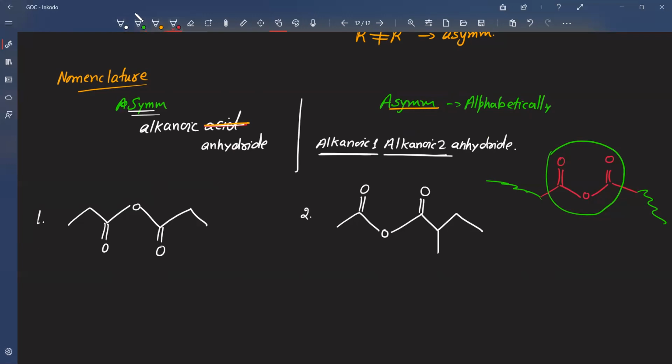If you see the first molecule, both sides are the same, and there are three carbons. So the name will be propanoic anhydride.